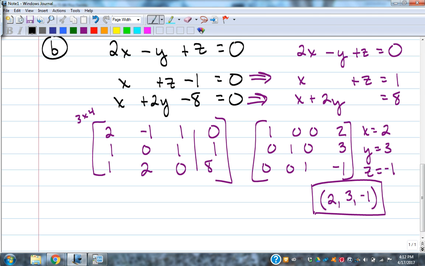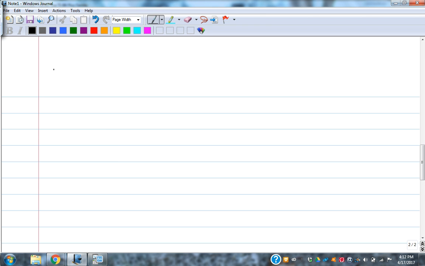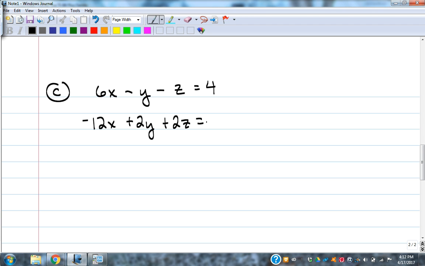Let's look at one of the other scenarios. Maybe we have this system. 6x minus y minus z equals 4, -12x plus 2y plus 2z equals -8, 5x plus y minus z equals 3. And we want to solve that. So I'm just going to go straight to putting it into a matrix.